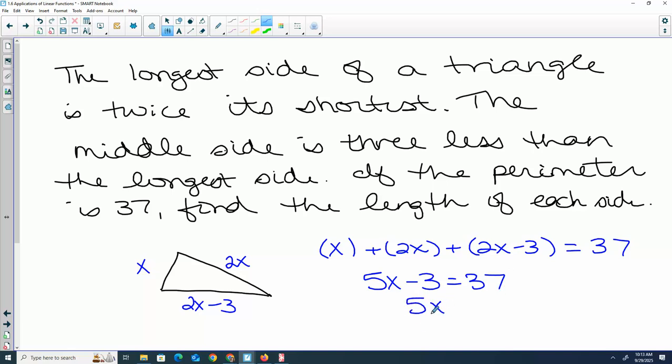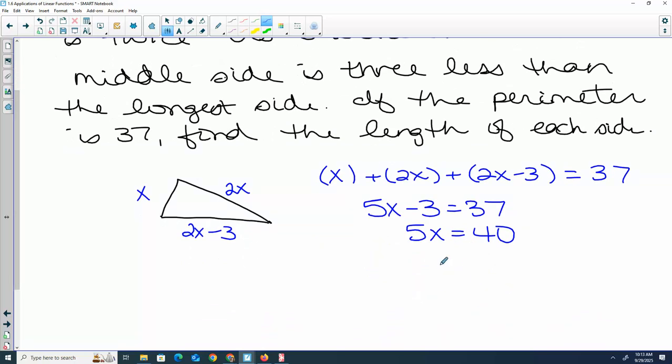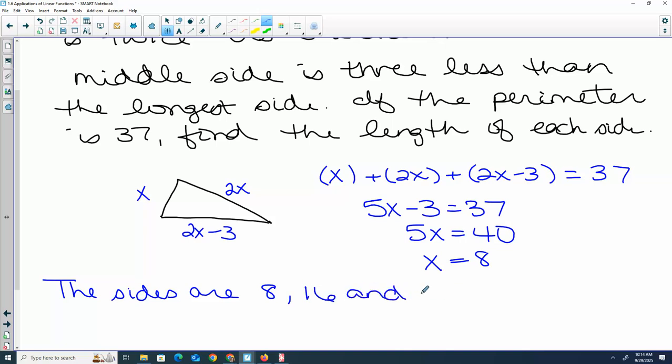We add our 3, 5x equals 40. So x is 8. The question asks for the length of each side. So the sides are, did I give you units on this? No, so we couldn't put units on our answer. So one of them is 8. The other one is 2x, which would be 16. And the last one, 2x minus 3, 13.